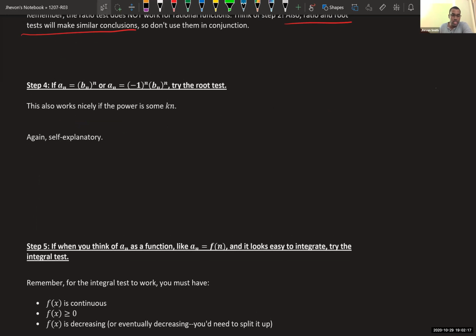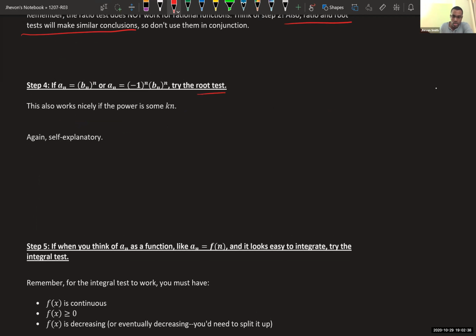Whenever you have something to the nth power, specifically, you just have an nth power. Or maybe sometimes it can work with a power that's a constant times n, where you can just factor off an nth power. The root test would work there.